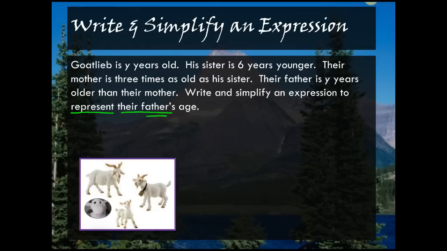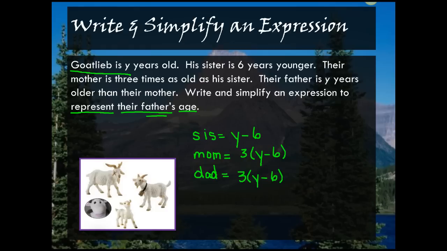Gottlieb is Y years old. His sister is 6 years younger. This means that the sister is Gottlieb's age of Y and then minus 6 because she is younger than Gottlieb. Then the mother is 3 times as old as the sister. So we would represent that with the quantity Y minus 6 times 3. Finally, the father is Y years older than their mother. Therefore, we will have the mother's age plus Y years.